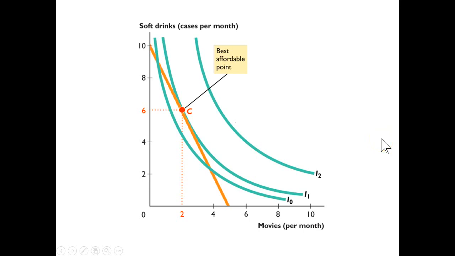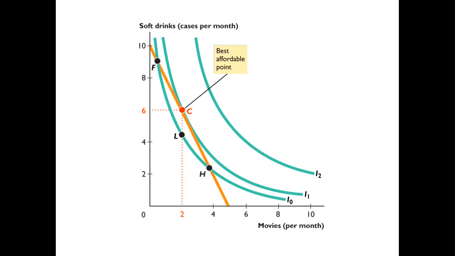So point C will be their best affordable point. That will be their optimal point. It's at this point that they're obtaining that which they most prefer given the constraints that they face. Point L, for example, is on a lower indifference curve, and therefore is less preferred to any point on indifference curve I1.